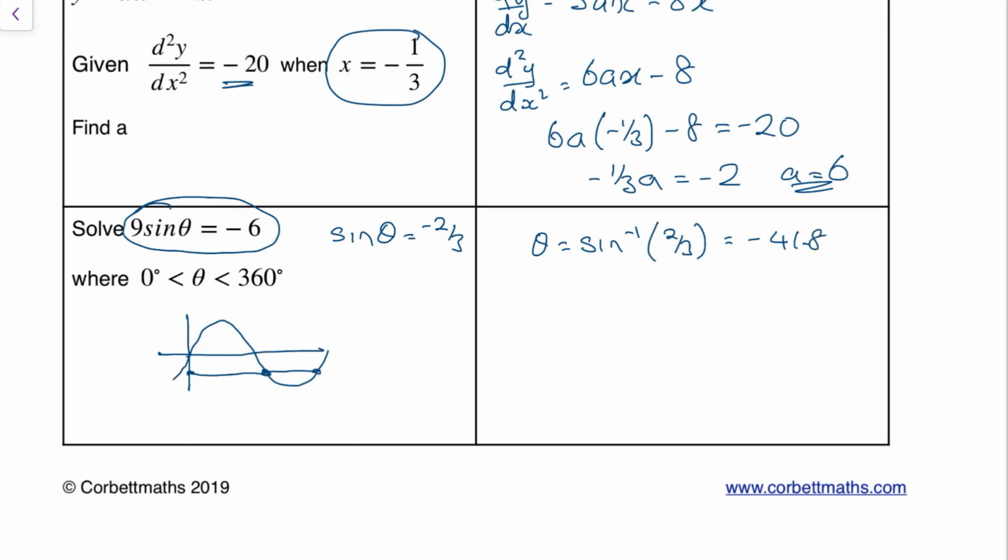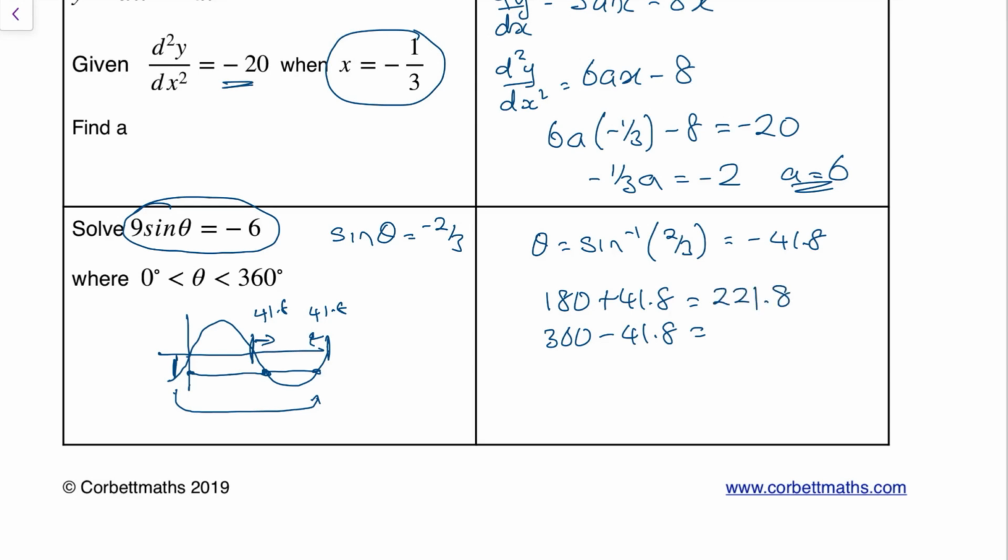And of course, that's the value down here. So I need to add, well, there's a couple of ways of thinking about this. So I can add 360 to get that one, but the better way of thinking about it is knowing that it's going to be 41.8 this way, and it's going to be 41.8 this way. So in other words, the values I need are going to be 180 plus 41.8, and 360 minus 41.8, which are going to give me the values of 221.8 and 318.2. And those are my final answers.